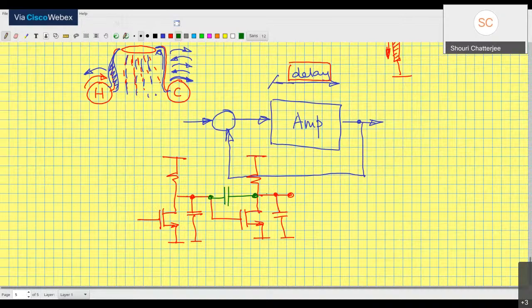Remember, the capacitor is like a short circuit at high frequencies. So this compensation capacitor will behave like a short circuit, and it will kill the delay in the circuit by shorting these two points. If you short these two points, then one stage is gone. One stage of the amplifier is gone, and therefore you have reduced the net delay. So this is pretty much the idea behind compensation. This is why the capacitor is put there in the first place.